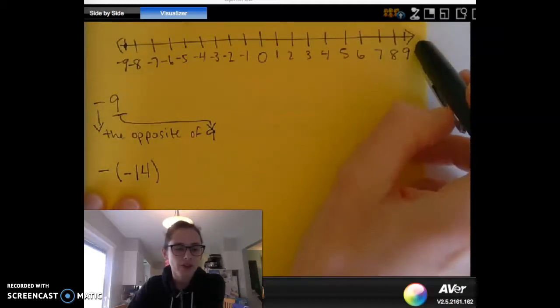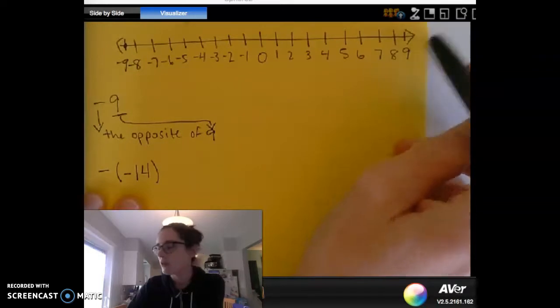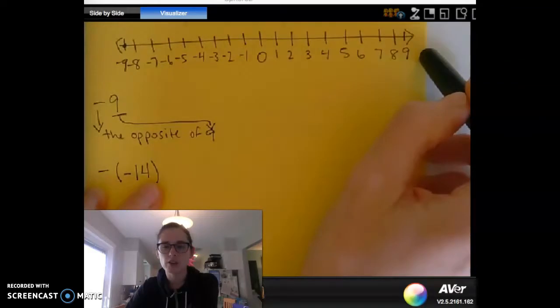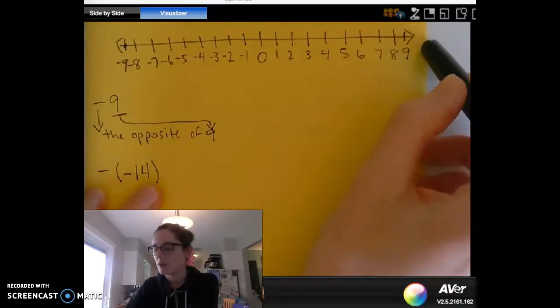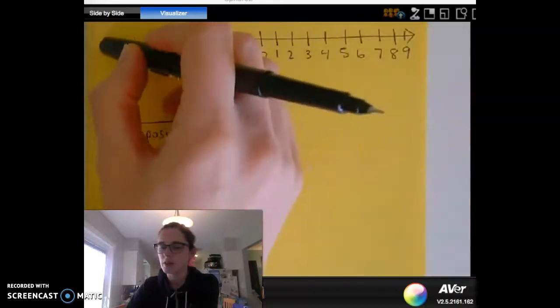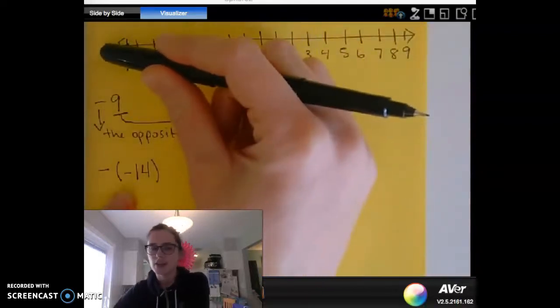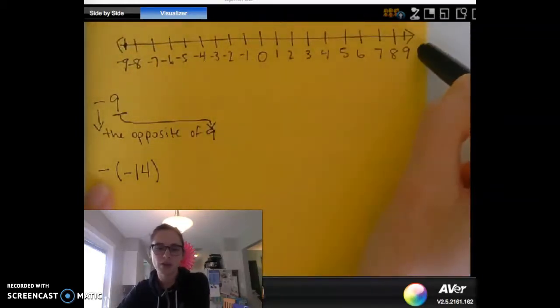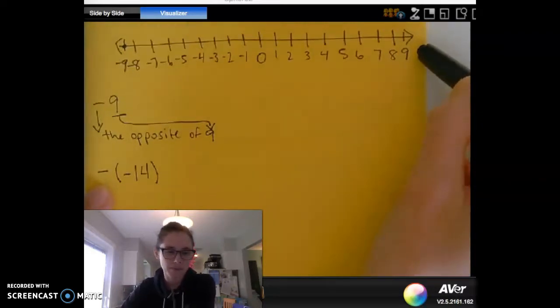If I read it as the opposite of 14, then I would start at 14, and I'm going to the opposite of it, which is that symbol there. So I'm going to go back to 14, -14, and then I'm going to go to the opposite of that and go all the way back. It's hard when I don't have the complete number line, okay?